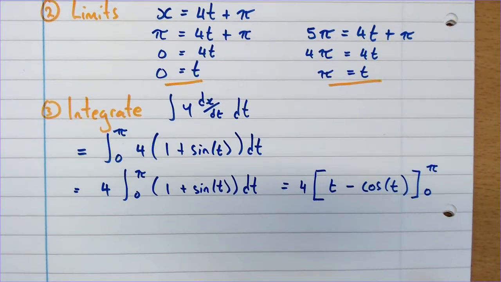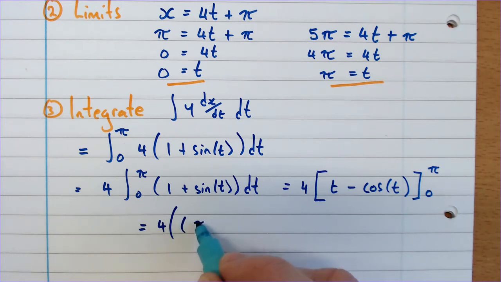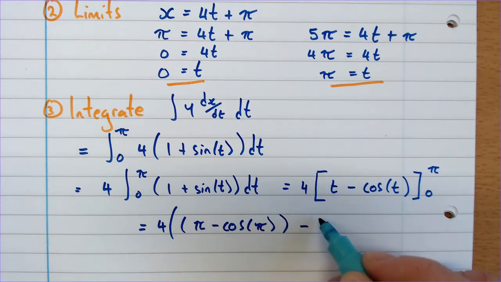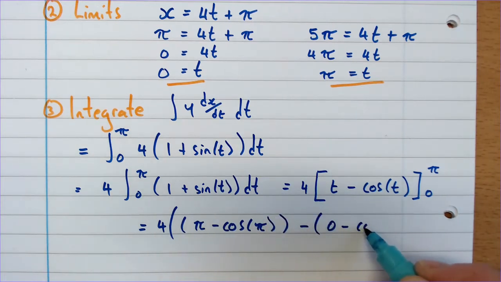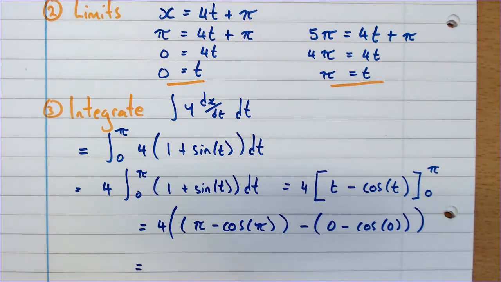I'm going to keep my 4 outside until I'm finished, essentially. So I'm going to have 4 multiplied by my limits plugged into the correct place. In your exam, please show the examiner this step. There is always a mark for plugging limits into the correct place, assuming you've got the integration right to this point, of course.